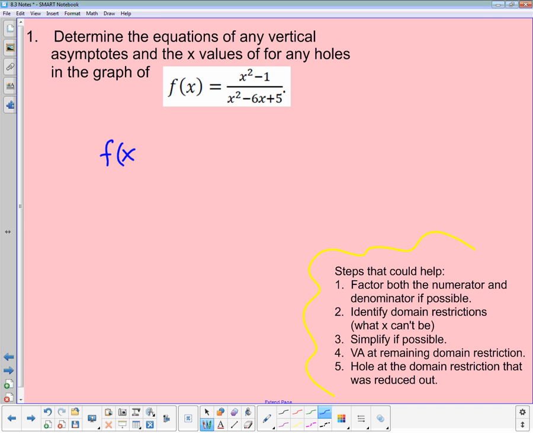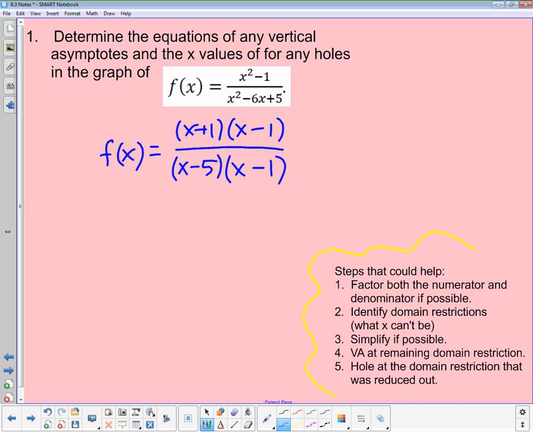So f of x, when I factor the top, I get x plus 1 and x minus 1, because that's a difference of two perfect squares. On the bottom, I have x squared minus 6x plus 5. I want a product of 5 and a sum of -6. That means I need x minus 5 and x minus 1. -5 times -1 is +5, and -5 plus -1 is -6. Okay, so now here's what we have. When we simplify this, I can get rid of the x minus 1 and x minus 1. It leaves me with x plus 1 on the top and x minus 5 on the bottom.